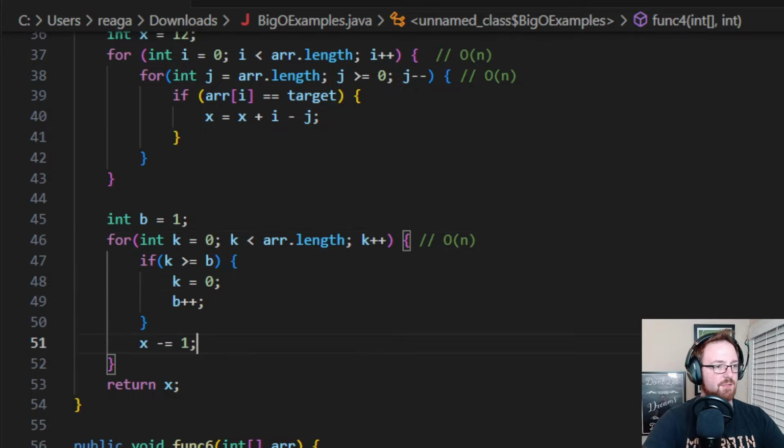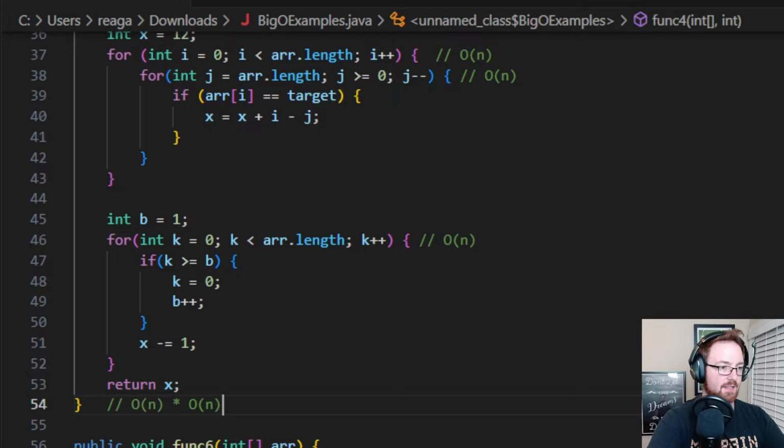And then we do some math, so we don't care about all that. And then we get down to the bottom. So what do we have? We have big O of n times big O of n, because they're inside of each other. And then plus, because this third one is not inside of the other ones, big O of n. So that becomes big O of n squared plus big O of n.